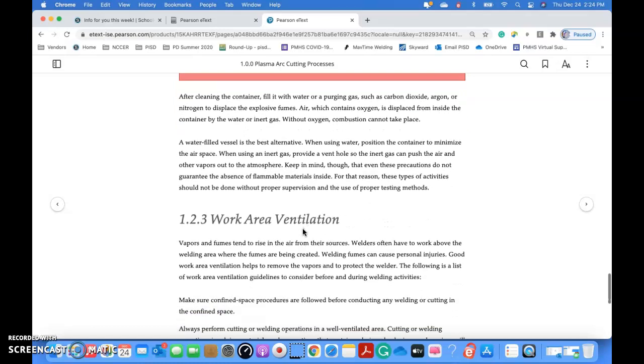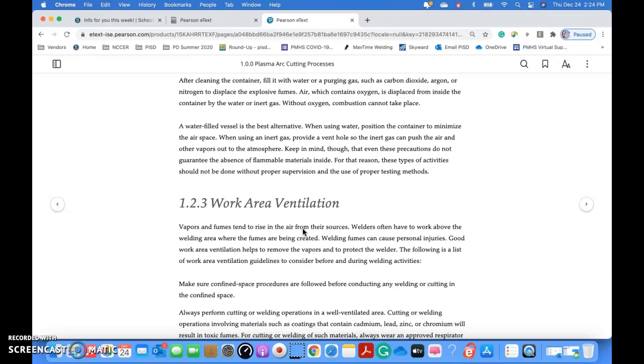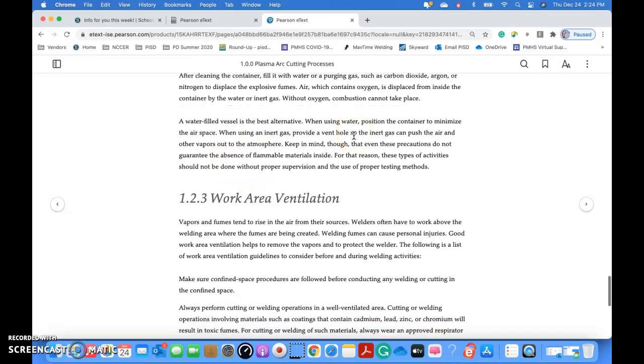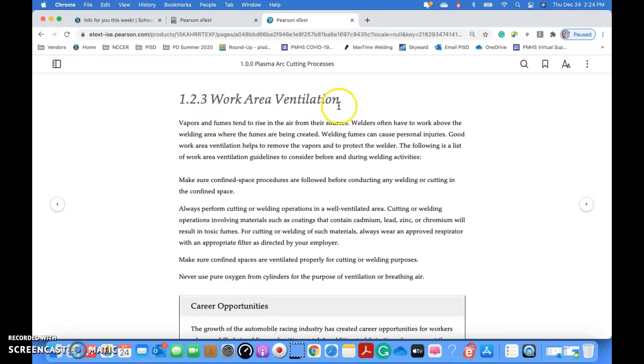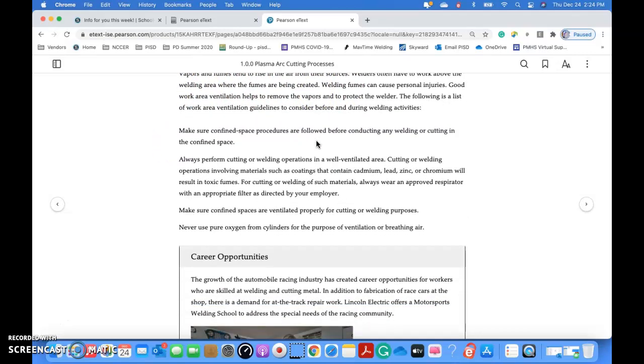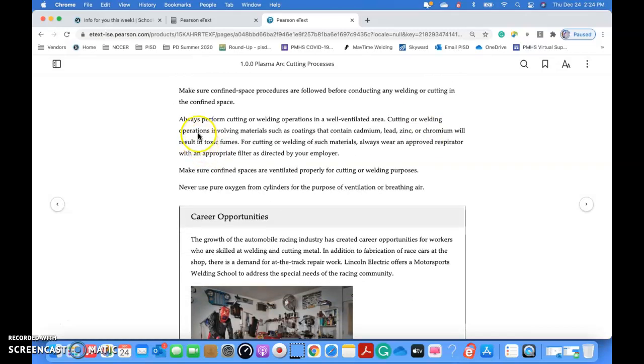After cleaning a container, fill it with water or purging gas. A water-filled vessel is the best alternative. Keep your area ventilated. Vapors and fumes tend to rise. Turn on your exhaust fans. Make sure confined space procedures are followed if you're in a confined space.